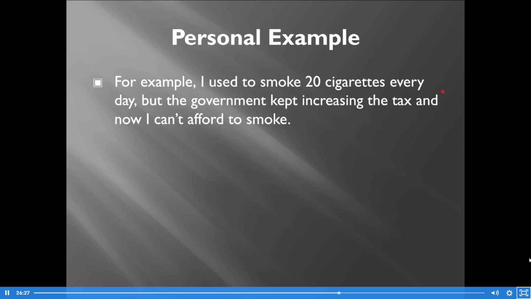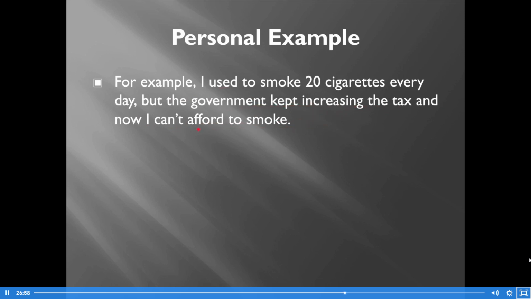So why are personal examples not so good? If we have a look at this one, this is in response to a question about smoking. For example, I used to smoke 20 cigarettes every day, but the government kept increasing the tax and now I can't afford to smoke. Well, this doesn't prove anything because you as an individual can't afford to smoke, but that doesn't mean that if the government increased the tax, everyone else can't afford that.